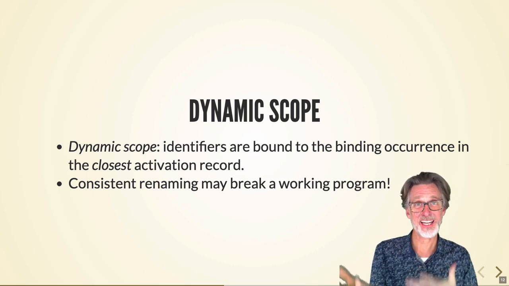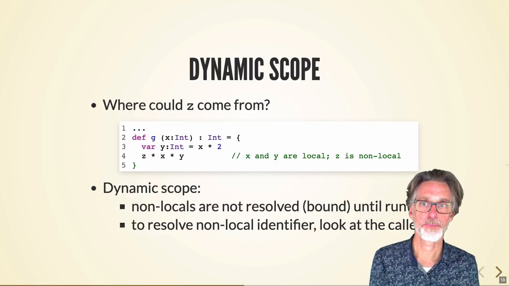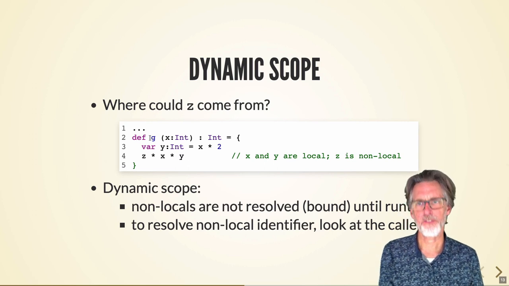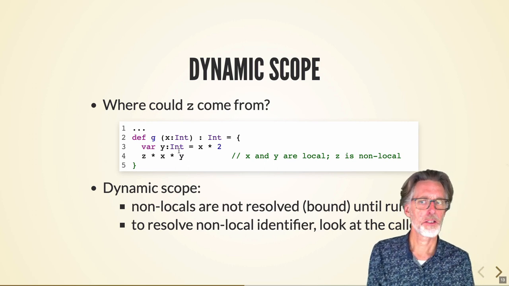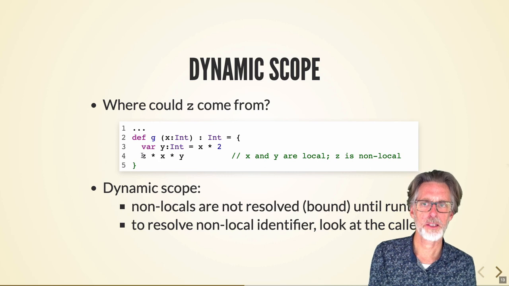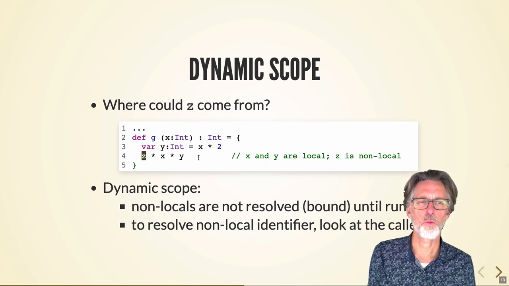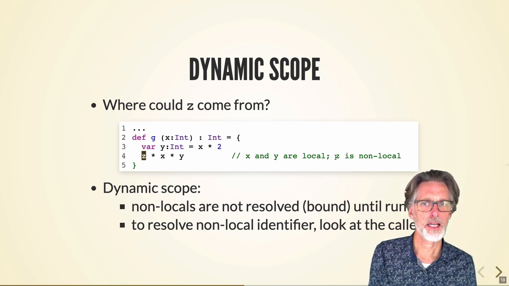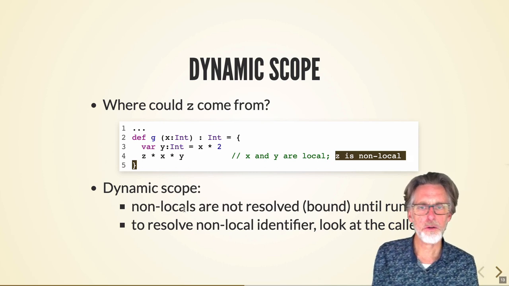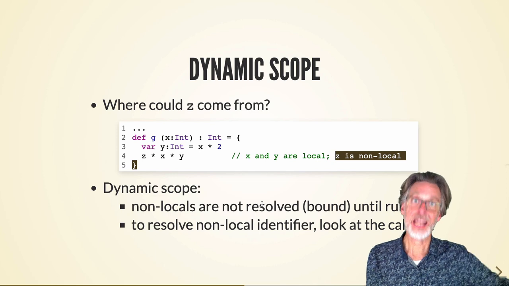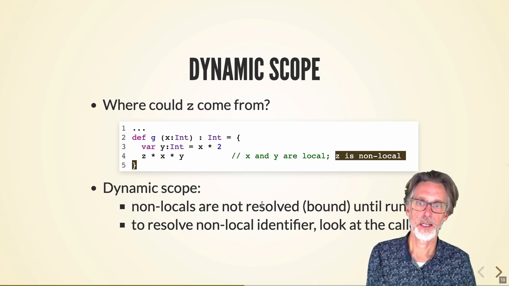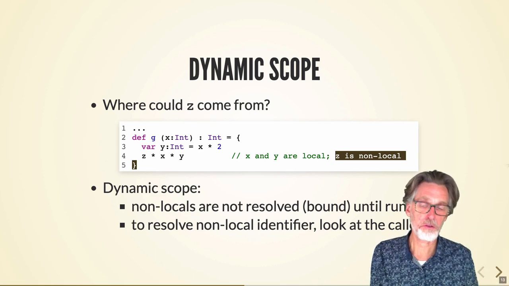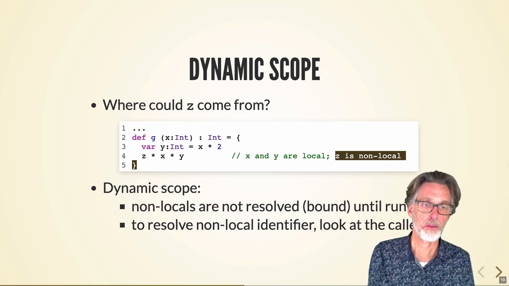And that's why static scope in general is more popular. Let's think about a function here where I have some non-local reference, z. The question is, where does this come from? We have two local variables here, x and y, but z is non-local. In dynamic scope, the non-locals are resolved dynamically at runtime. In static scope, these non-locals are resolved by the compiler.